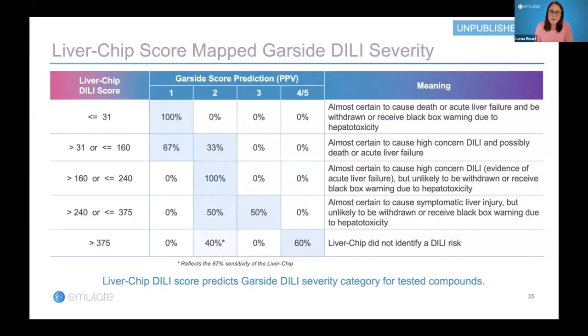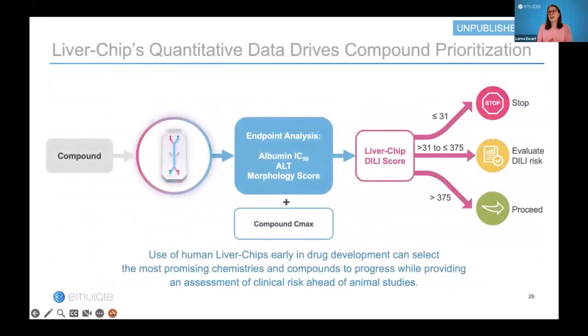But don't be alarmed, there is a 40% value shown in the hash box there under the Garside 2 score. And this really represents that no model is perfect, ours included, and this does reflect the 80% sensitivity that, of course, we reported out for the liver chip. So putting that together, we can now give a more quantitative assessment to users to say, depending on that liver chip DILI score, we would either advise you to stop, to evaluate, or indeed to proceed. And we hope that this guidance will really help drive adoption and usage.